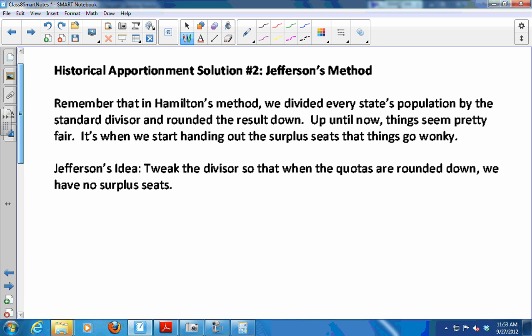So Jefferson's idea said, instead of dividing by the standard divisor, let's tweak the divisor. We're going to change the divisor so that once we round everything down, there will be no surplus seats. So we're going to change the number we divide by to try to make it so that after we round down, there is no surplus.